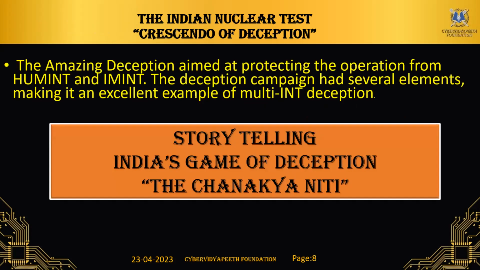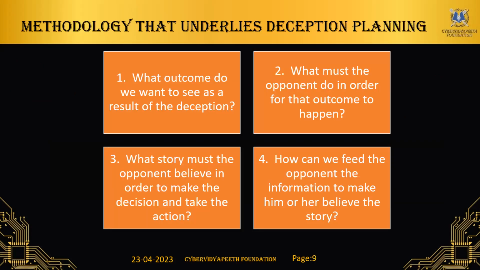Then we shared a lot of stories, some interesting stories, like the Buddha tree, which was a very interesting story. And then we talked about deception planning. Deception planning has 4 very critical components. What outcome do we want to see as a result of deception?